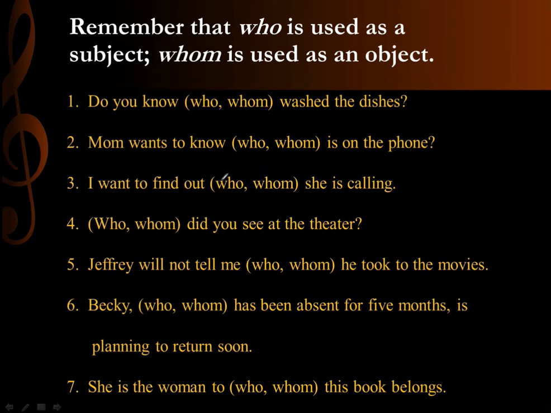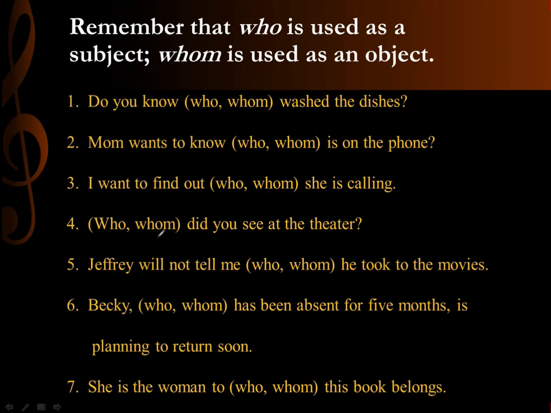Number 2, Mom wants to know who or whom is on the phone. First of all, isolate your clause. Second, find the verb. Third, find the subject of that verb. It would be the pronoun, and since it's the subject, it would be who. Number 3, I want to find out who or whom she is calling. First, identify the clause. Second, find the verb. Find the subject of that verb, and then make your pronoun choice. Whom.